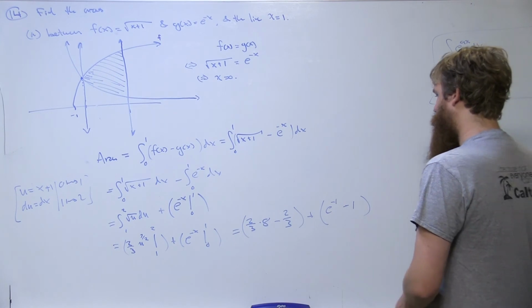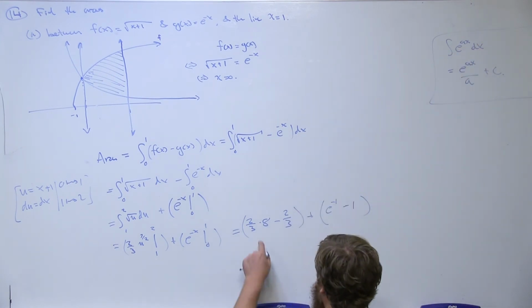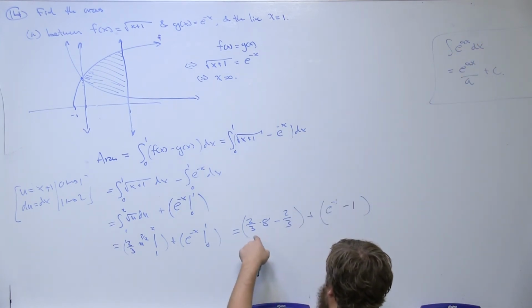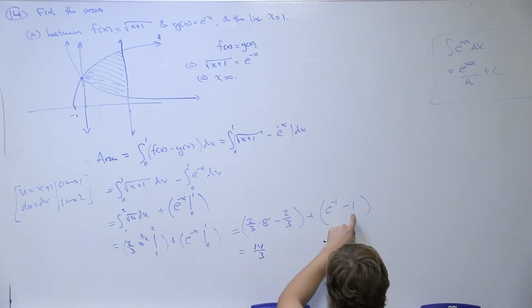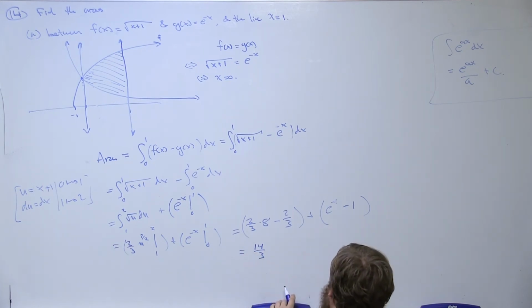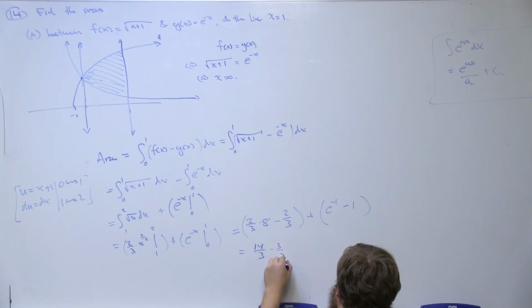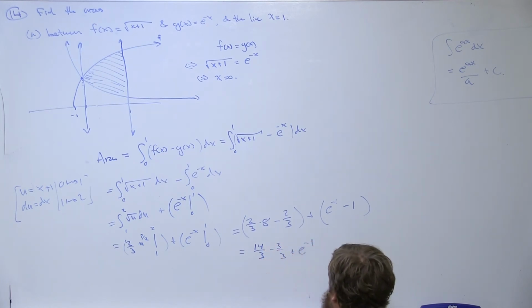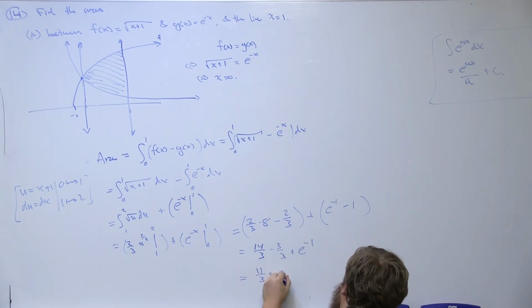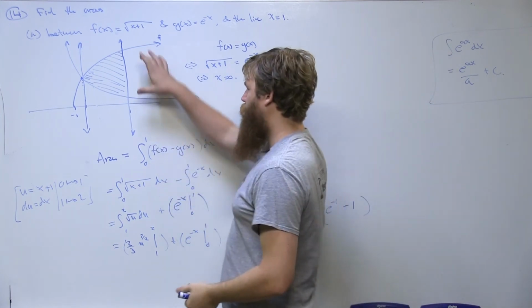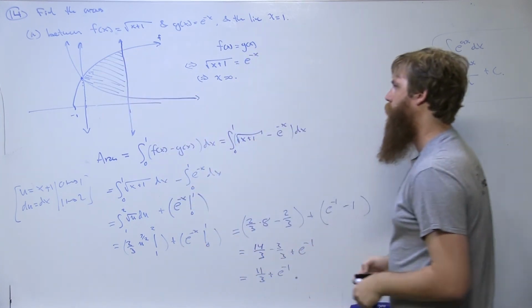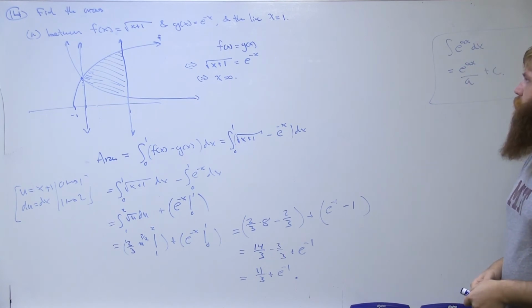Now you can clean this up as much as you like. Let's see, so this is 2/3 times 7, so that's 14/3. And then I can bring this minus 1 over here, that's minus 3/3, plus e to the negative 1. So altogether, it looks like we're going to get 11/3 plus 1 over e, or e to the negative 1. And that is, of course, measured in units squared, right? All of these areas. But that's it.